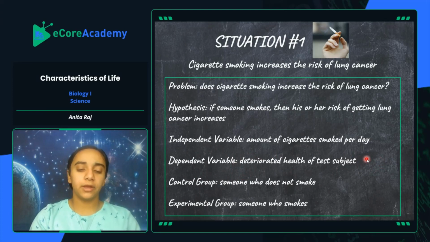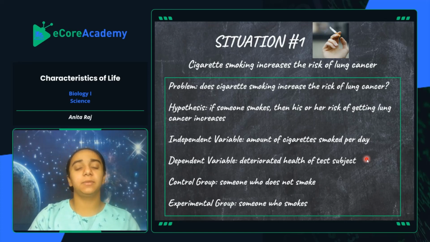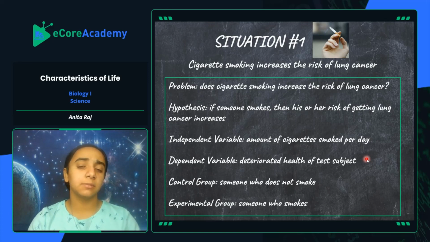So after maybe our experiment lasts about 30 days, let's say, and then after that we measure the health of the test subject. So maybe we measure the efficiency of their lungs or something after that. Every individual in both groups. And then based off of that, we can come up with some kind of measurement.